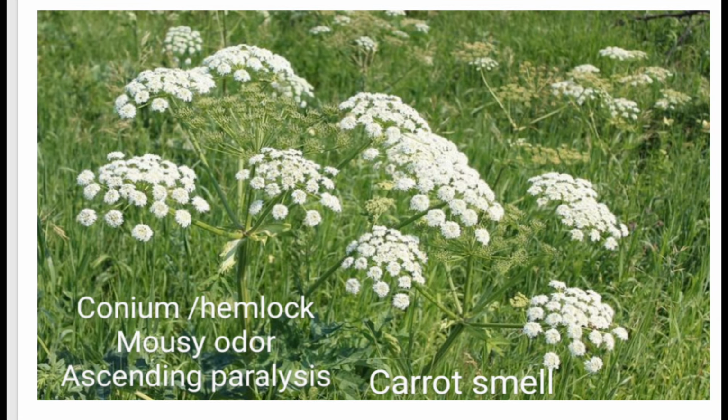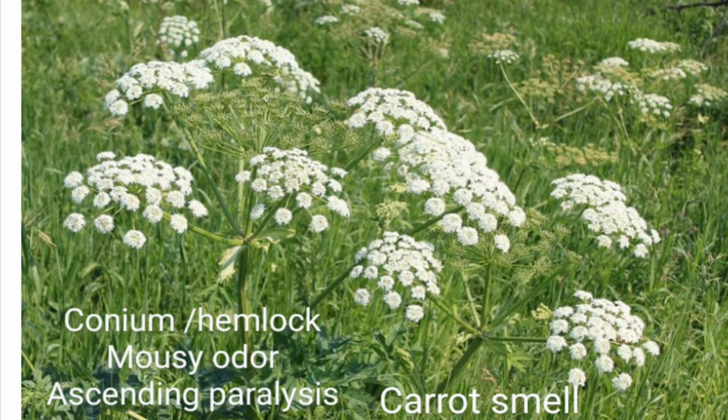Then this is the image of conium or hemlock. It has a characteristic mousy or carrot-like smell. And what we need to remember is that conium or hemlock causes ascending paralysis. Ascending paralysis means the paralysis ascends from the legs towards the trunk, then towards the arms and head.